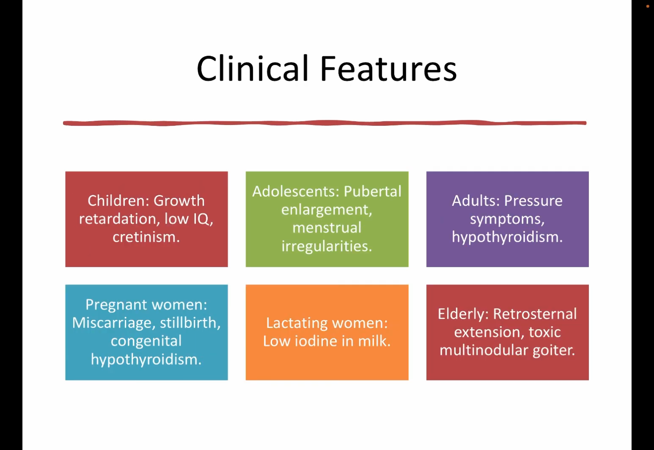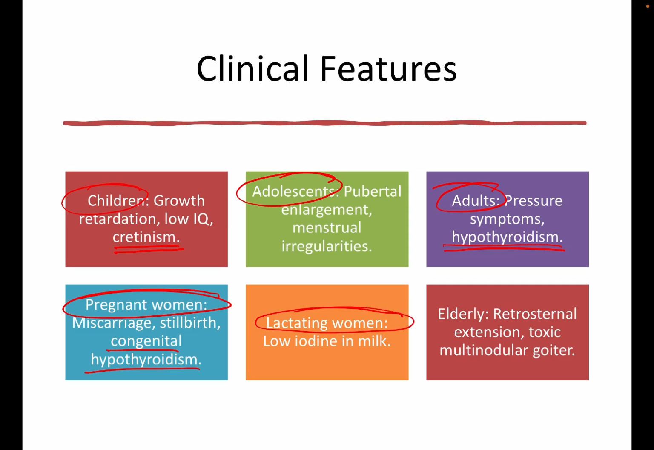So, how does it affect different age groups? In children, it causes growth retardation, low IQ, and cretinism. In adolescents, it causes pubertal enlargement and menstrual irregularities. In adults, it causes pressure symptoms and hypothyroidism. In pregnant women, it can cause miscarriage, stillbirth, and congenital hypothyroidism.